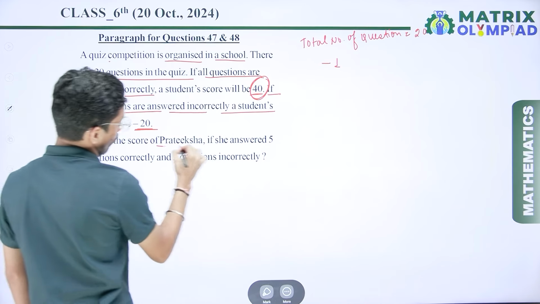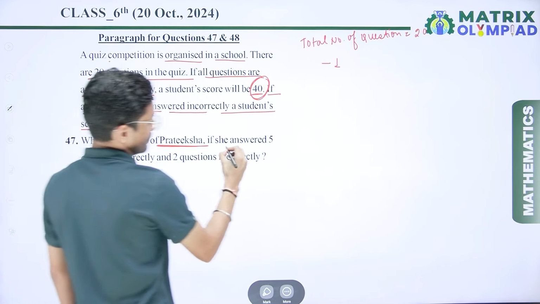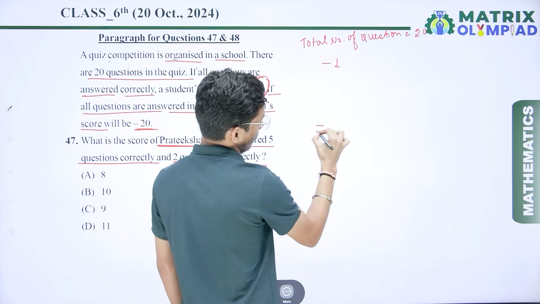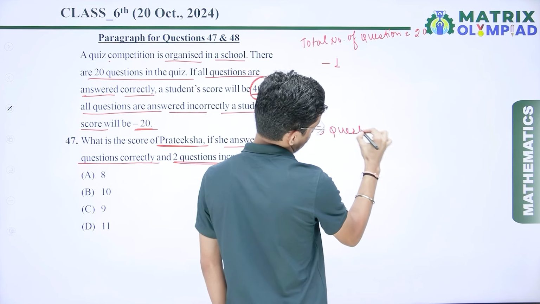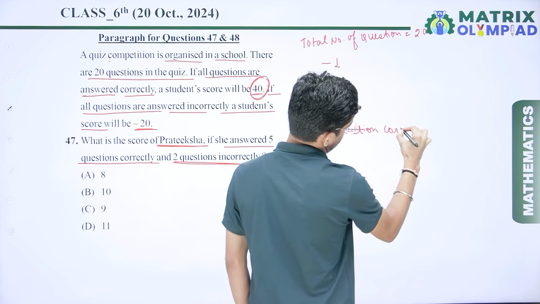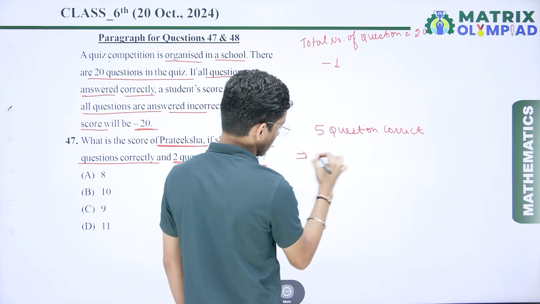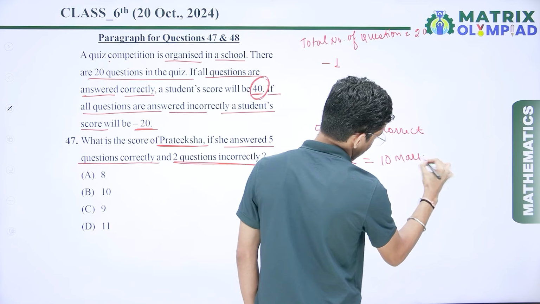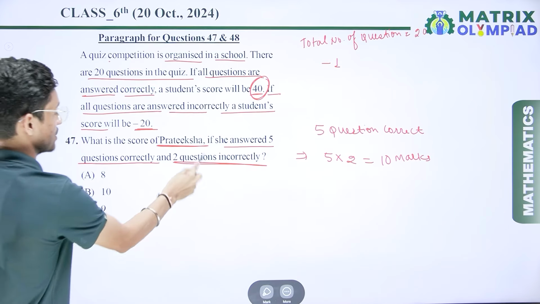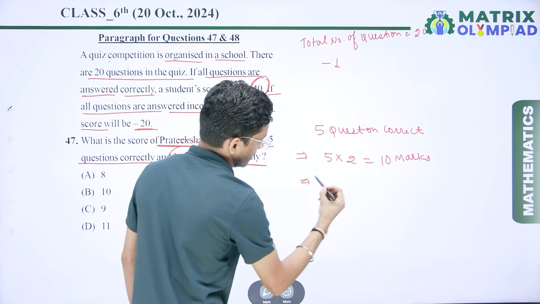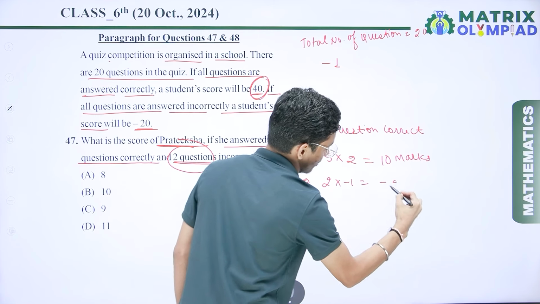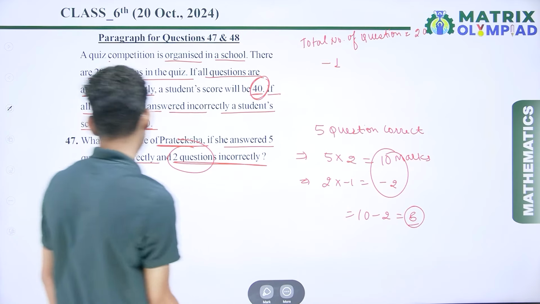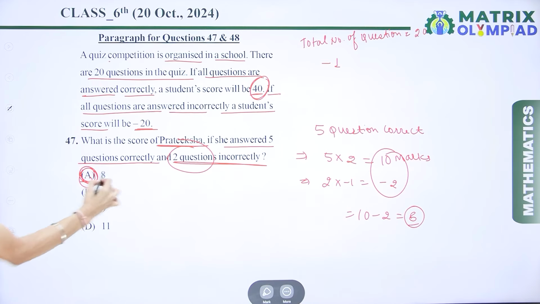What is the score of Pratiksha if she answered 5 questions correctly and 2 questions incorrectly? For 5 correct questions, 5 multiplied by 2 is 10 marks. And she got 2 questions incorrect, so 2 multiplied by minus 1 is minus 2 marks. So the total marks are 10 minus 2, that is 8 marks. Check which option is 8. So option number A is the correct answer.